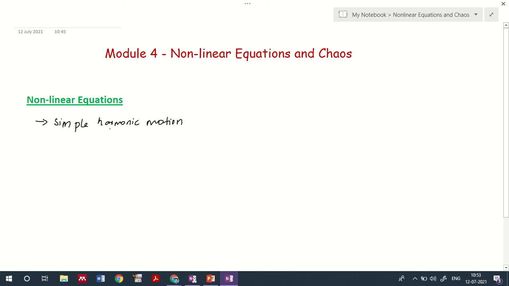When you consider the force in that case, there is a restoring force proportional to x. Generally, in simple harmonic motion, we treated the restoring force as proportional to x, and it doesn't depend on x square or x cube. What we mainly deal with in this module is nonlinear systems.